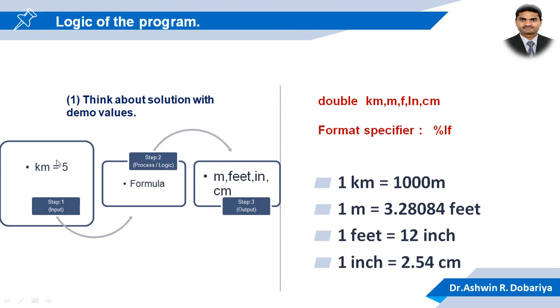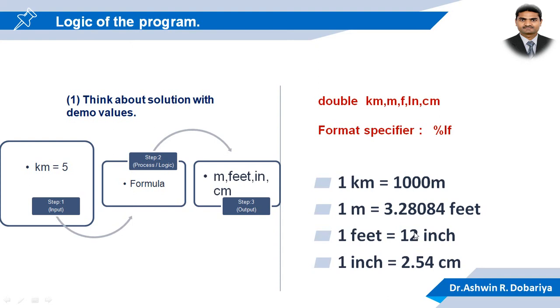The first variable we require is for the input value, that is kilometer. So kilometer is one variable we will declare over here. Then which are the different distance formats we want to convert? Meter, feet, inch and centimeter. For that we have declared individual variables. So in total, to write this program we require these 5 variables.